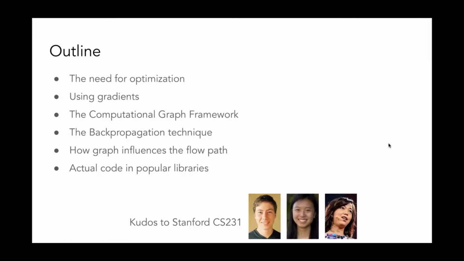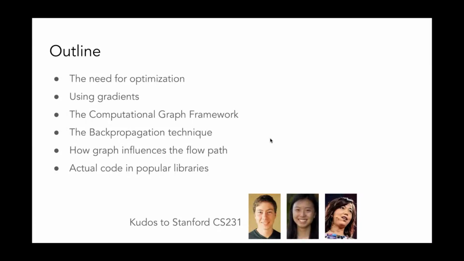So today, the outline is going to roll as follows. We first start by talking about the need for optimization, so why we need to optimize a function, and how we're going to do that by using gradients. Then we'll introduce the computational graph framework and the backpropagation technique, of course. And then we're going to talk at length about these two points. Then we'll discuss how the graph influences the flow path, and why different architectures have different difficulties in the flow of the gradients. And then I'm going to show you some actual code in popular libraries, where you can find examples of what we talked about.